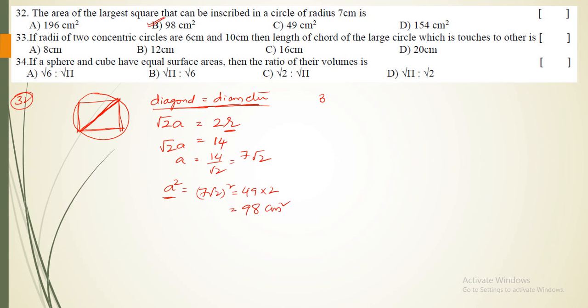Next, moving on to question number 33. If the radii of two concentric circles are 6 centimeters and 10 centimeters, then find the length of the chord of the larger circle which touches the smaller one. We already know the formula: 2 times the square root of capital R square minus small r square. Remember this. If you want, you can see this complete video in the quick revision of secants and tangents to a circle. So 2 into the square root of R square minus r square. The bigger circle is 10, so 10 square minus 6 square. 10 square is 100, 6 square is 36.